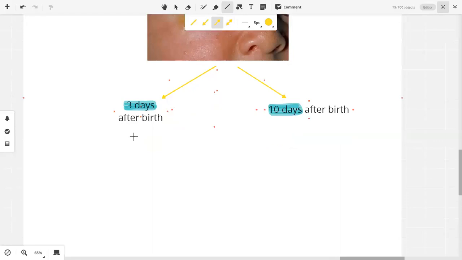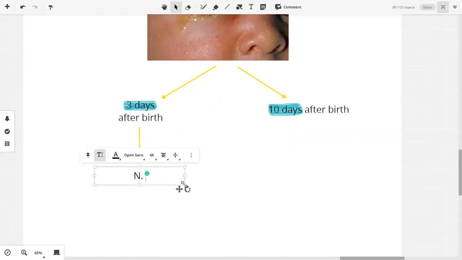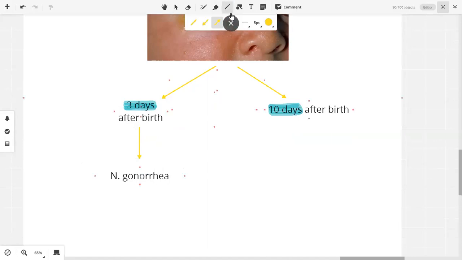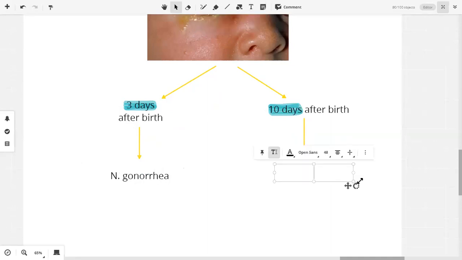So a patient who presents 3 days after birth, what will your diagnosis be? Neisseria gonorrhoeae, not chlamydia. Neisseria causes it earlier. This is an important point to remember in microbiology: Neisseria causes an early neonatal conjunctivitis as compared to chlamydia.